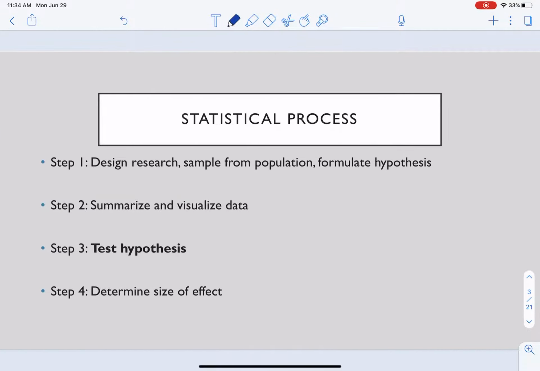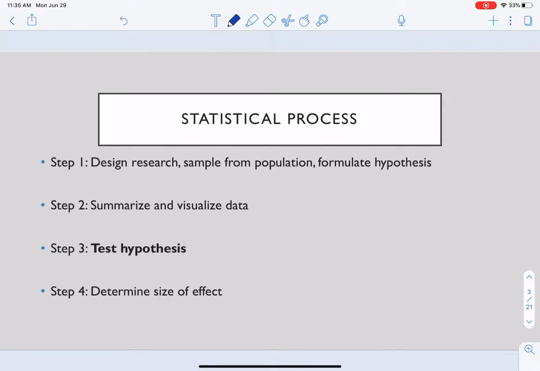So, here's the statistical process. What we've done so far, we talked about different research designs, we've talked about bias, and we've talked about formulating hypotheses, not in great detail, but that's the general idea in that first week, right? In the second week, we talked a lot about summarizing and visualizing data, right? So this is the mean, the median, the mode, that kind of thing. Visualizing data with histograms and box plots, that kind of stuff.